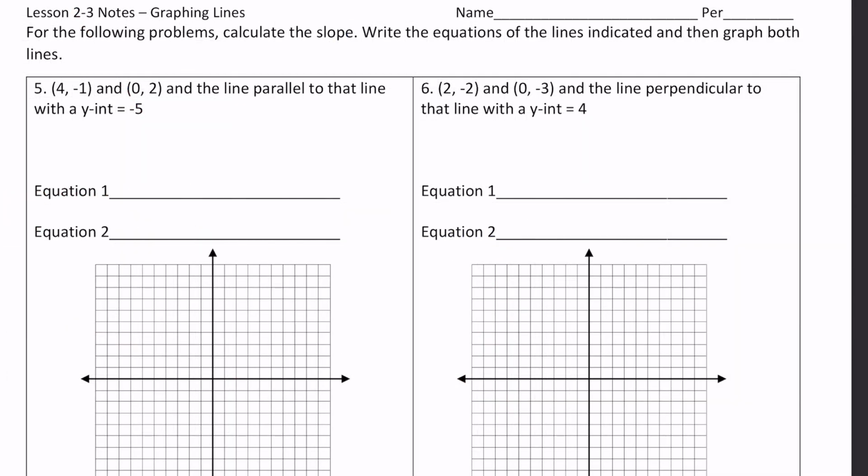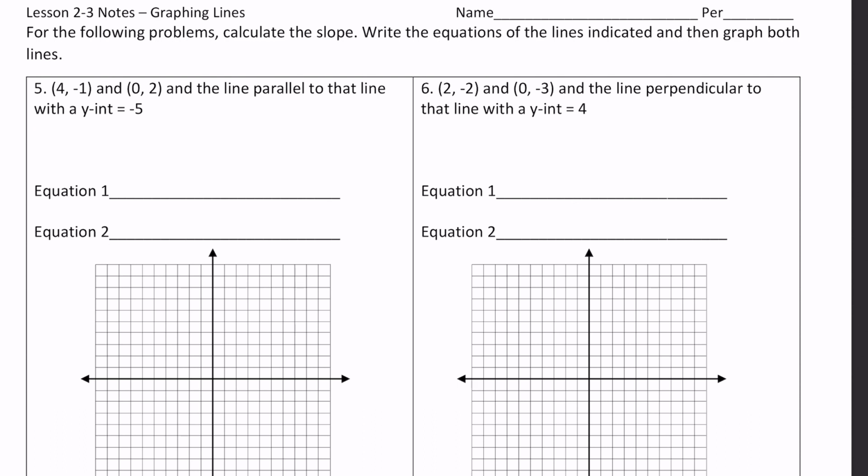Yo, welcome back. We are going to look at the back side of the Lesson 2-3 Notes, graphing equations of lines. For the following problems, calculate the slope, write the equation of the lines indicated, and graph both lines. So, we have a line that contains points (4, -1) and (0, 2), and the line parallel to the original line with a y-intercept of -5.